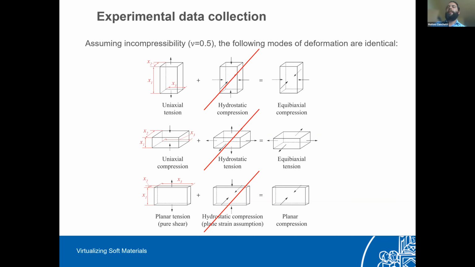There are also some good news. Actually, if we are assuming incompressibility, so we are considering the volume remains constant during the deformation, we also have this other simplification that can be applied. If the Poisson ratio can be considered very close to 0.5, these modes of deformation are identical. If you see, for example, usually the equibiaxial compression is the sum of the uniaxial tension and the hydrostatic compression. But since this is something that we can neglect, these two modes are actually the same. The same applies for the uniaxial compression and the equibiaxial tension, and also between the planar tension and the planar compression.